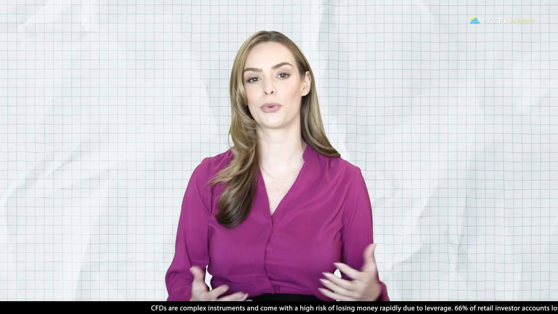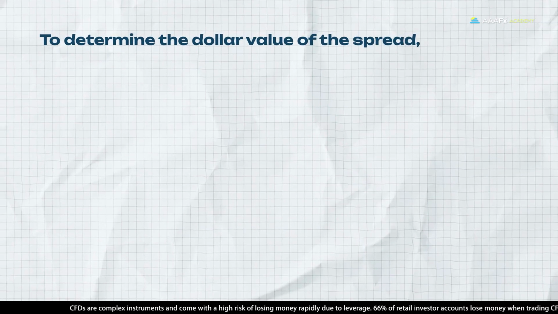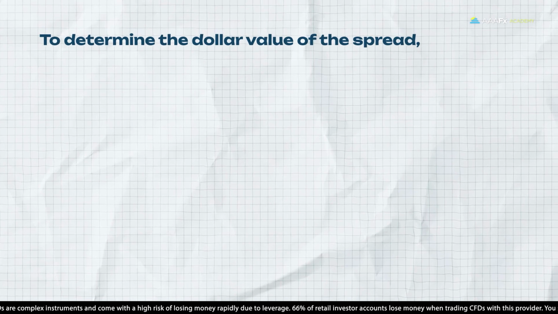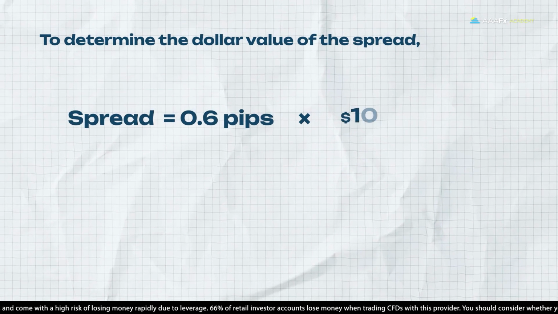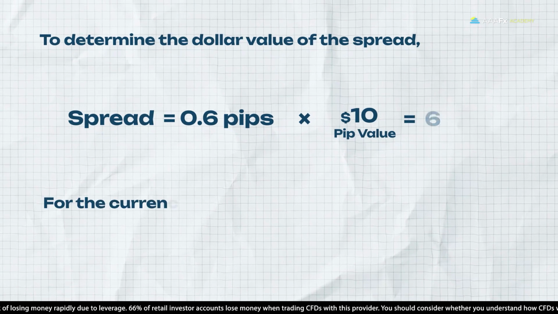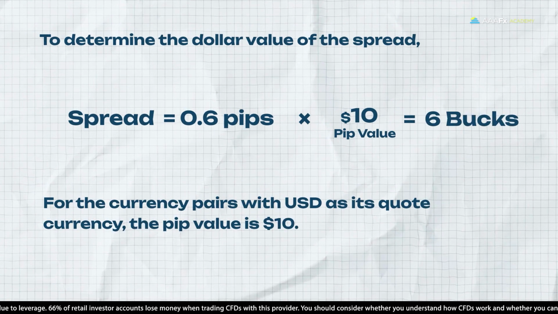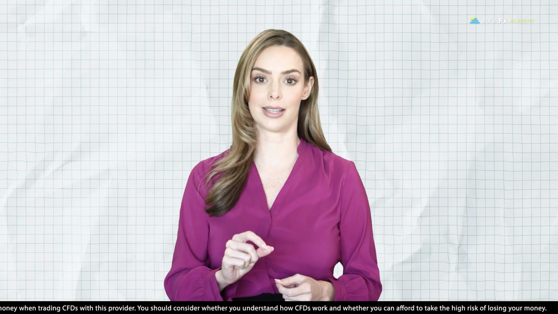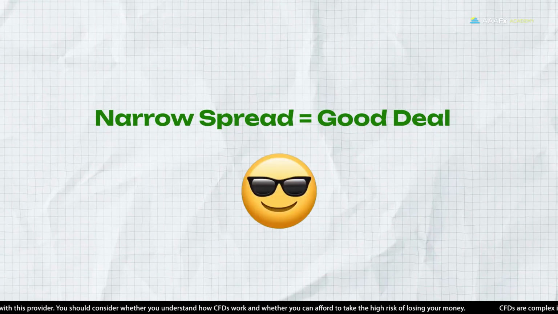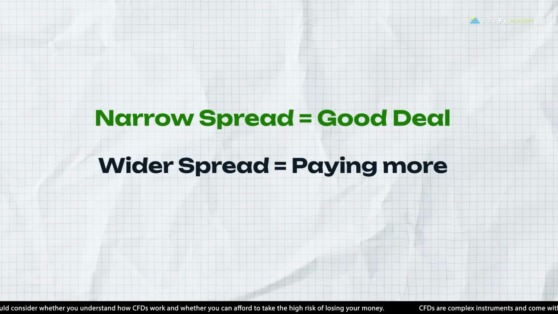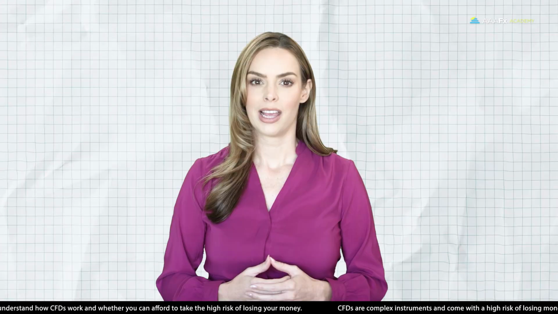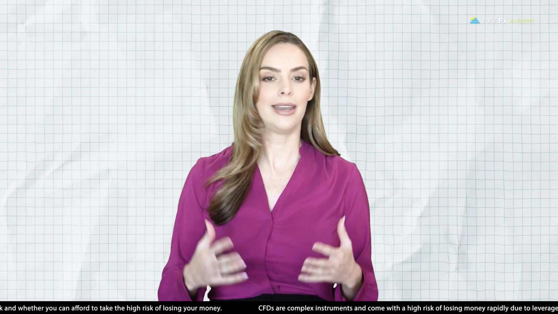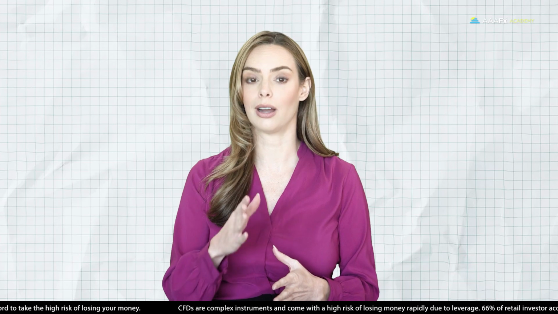You multiply the spread in pips by the pip value, which is $10 for pairs with the US dollar as the quote currency. To determine the dollar value of the spread, the spread in pips is multiplied by its pip value. For the currency pairs with USD as its quote currency, the pip value is $10. The size of the spread matters because it directly affects your trading costs. A narrow spread is like getting a good deal on your car trade-in, while a wide spread is like paying more. If you're a frequent trader or a scalper, a narrow spread can help you keep more of your profits.